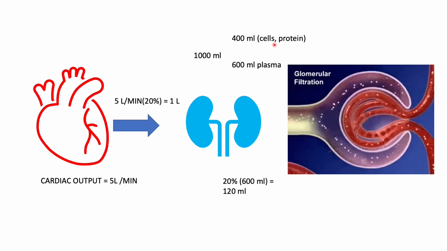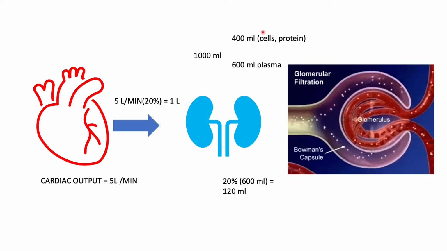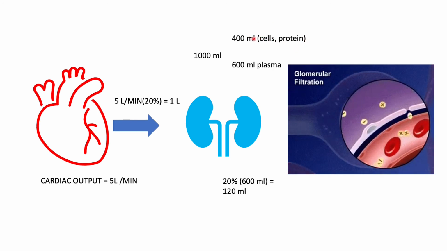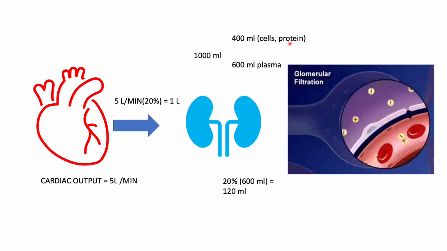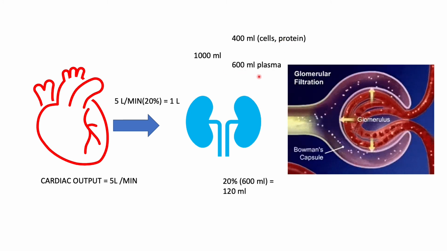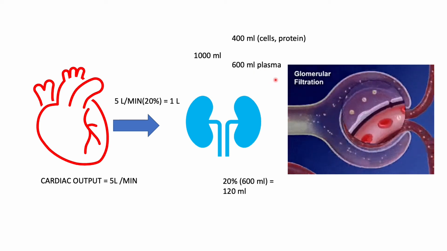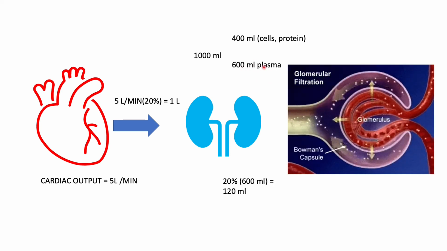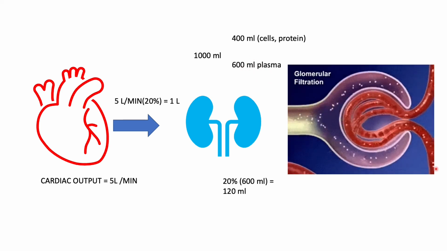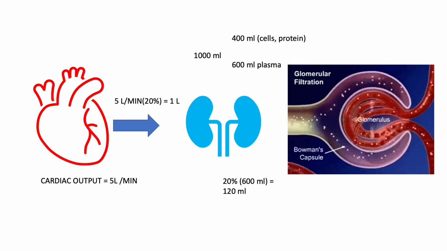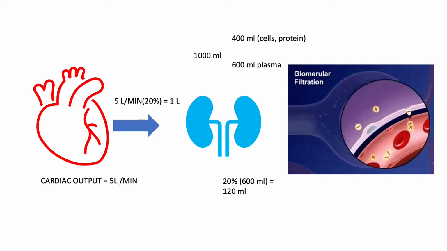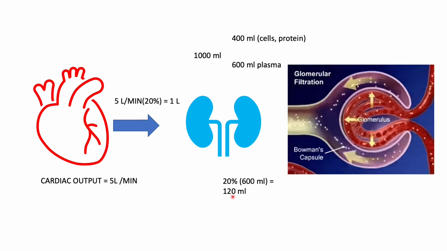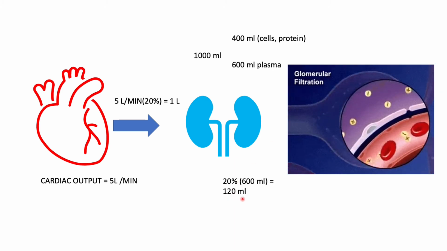Okay? Now, of that 1,000 milliliters of blood, around 400 ml of that will be cells. Okay? Cells meaning red blood cells, white blood cells, blood components, and protein that are way too big to be filtered. Okay? What will be left will be 600 ml of plasma. Okay? Now, this 600 ml of plasma will pass through the glomerulus. Okay? And of that 600 ml of plasma, around 120 ml will be filtered.